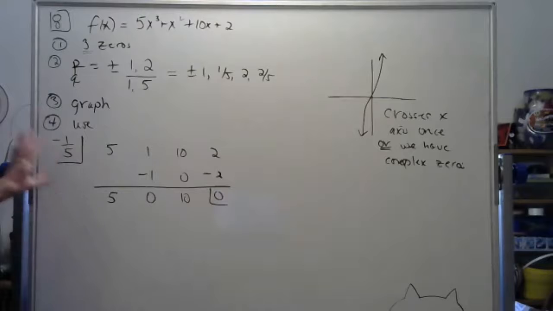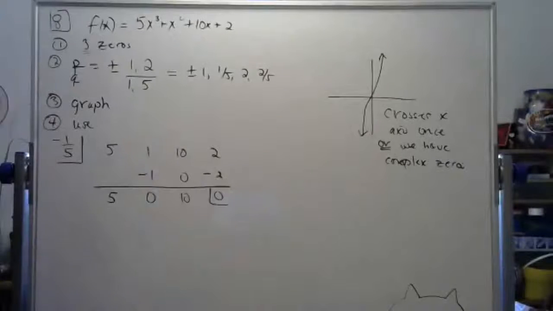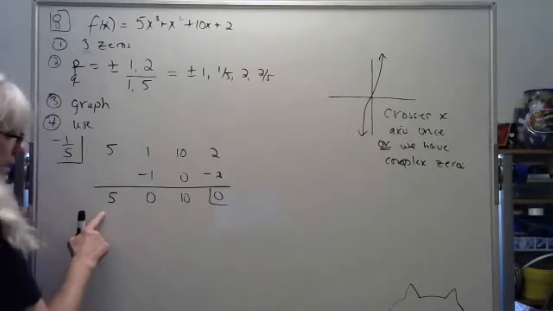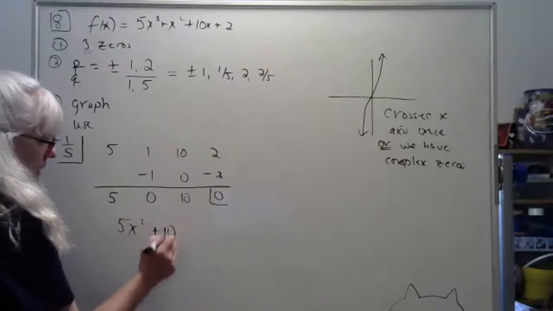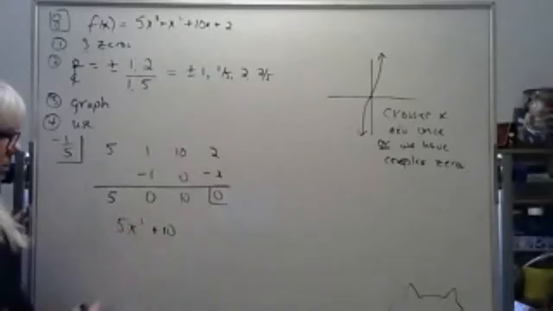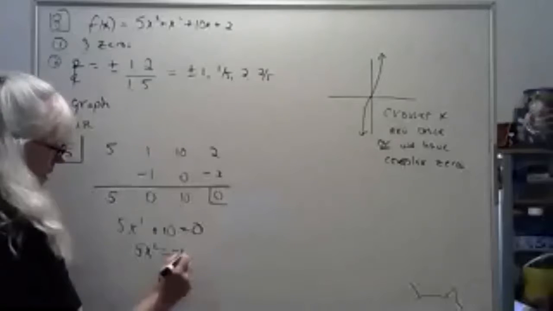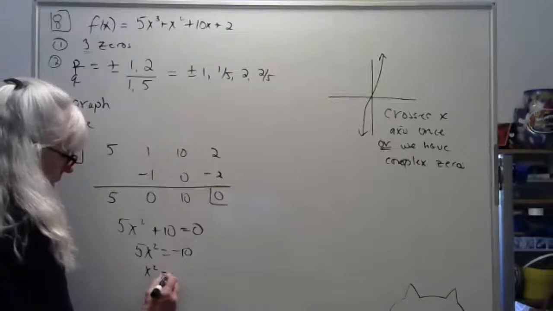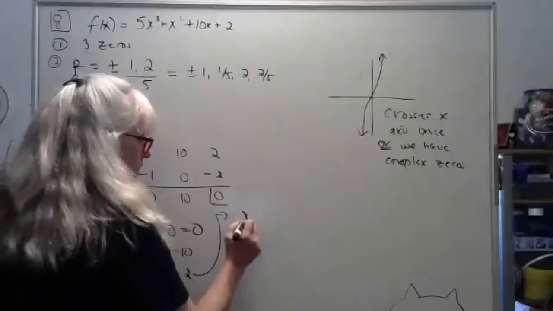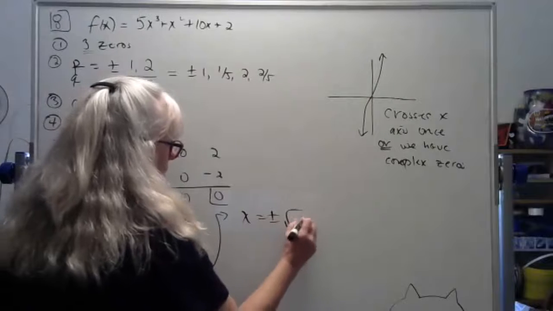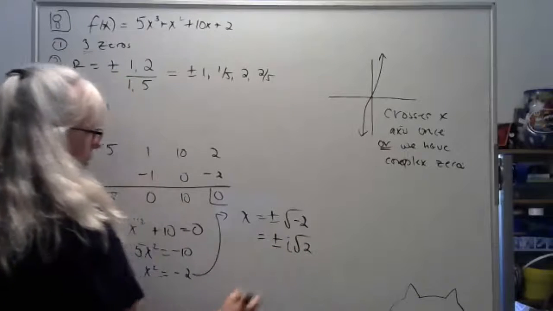So if you tried the -2/5, again, this answer wouldn't be 0. So we know we've got one. So our depressed equation then is 5x squared plus the 10. There's no x term because of the middle. If we set that to 0, we're going to get 5x squared equals -10, or x squared equals -2. And here's where the issue comes in. When I go to square root both sides, I'm going to get plus or minus the square root of -2. That involves an i.